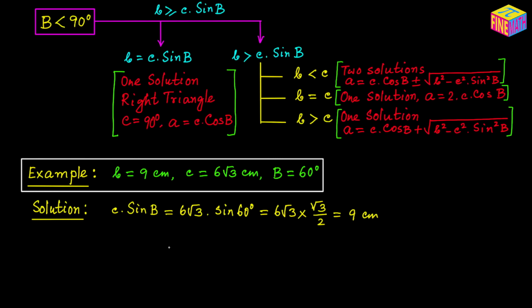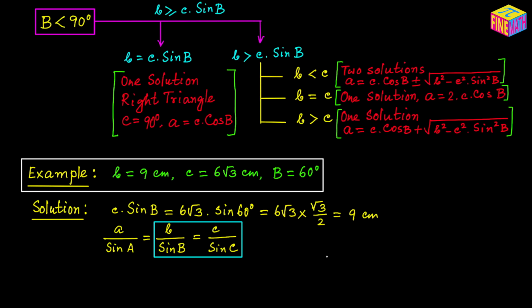From the Sine Law, we know that A over sine A is equal to B over sine B is equal to C over sine C. First we are going to use these two ratios. So from here, can we write it like this? What is B? B is actually 9 cm. So I am writing 9 over sine of B, that is sine of 60 degree, is equal to C over sine of C. Now what is C here? C is actually 6 times square root of 3 over sine of C.